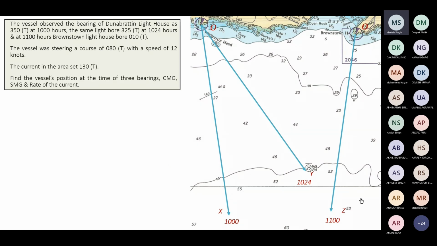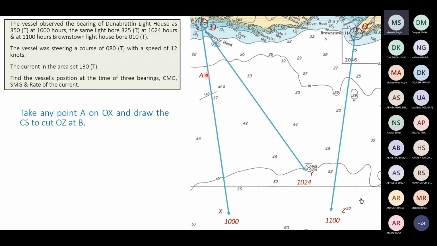Now with the three position lines plotted on the chart, we move on to our next step. In the next step, we have to take any arbitrary point of our choice on the first bearing line. So let's take a particular point. I have taken point A at this location.